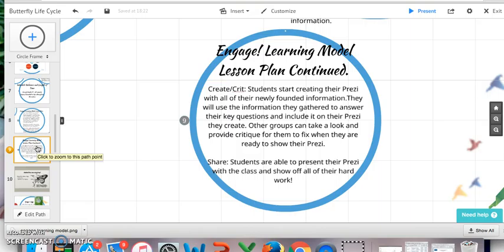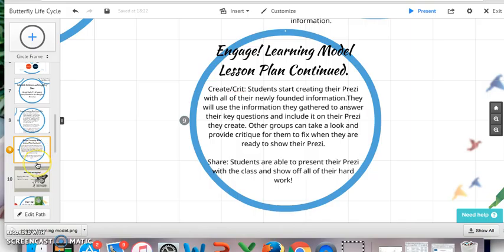And this is the lesson plan continued. We have our create and crit, which is also critique. Students start creating their Prezi with all their newly found information. They will use the information they gather to answer their key questions and include it on the Prezi that they need to create. Other groups can then take a look at their Prezi and provide critique for them to fix when they're ready to show.